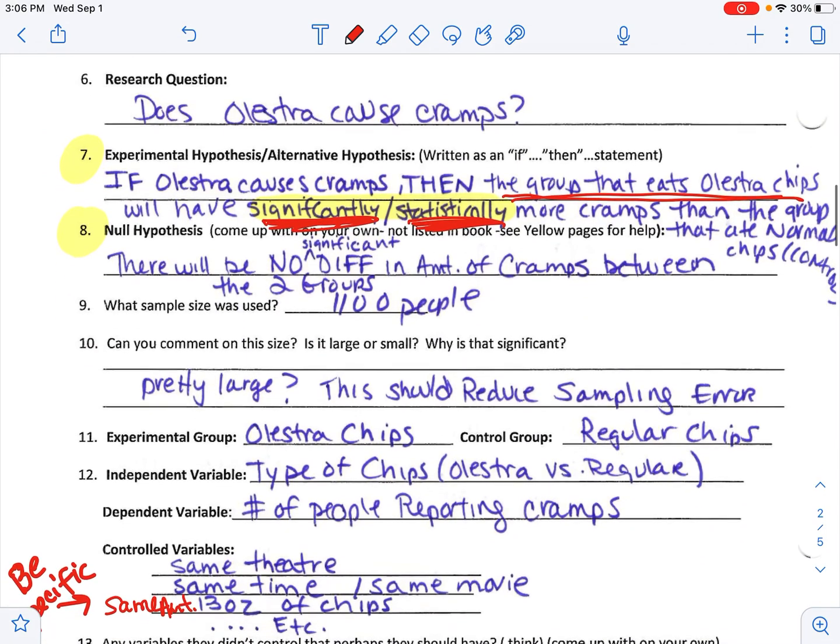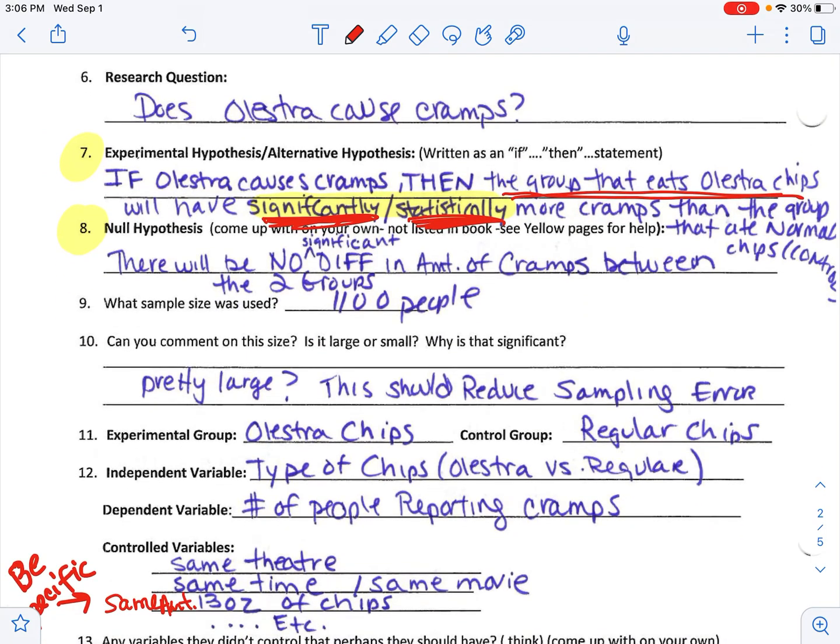Okay, so here's the Olestra example. I used to bring in these chips. I used to be able to find them in the store, and I would bring in Pringles with Olestra and Pringles without, and we would taste them. I can't find them anymore, but just look at number 7 and 8 there. Again, that's usually where people lose points.